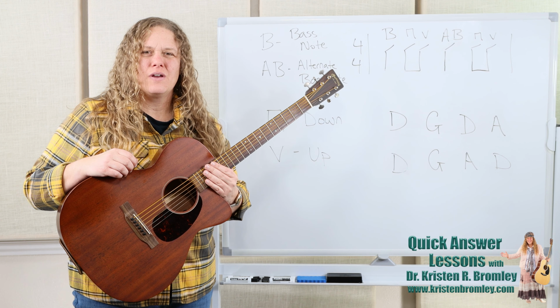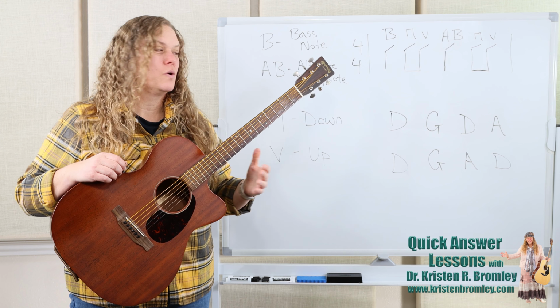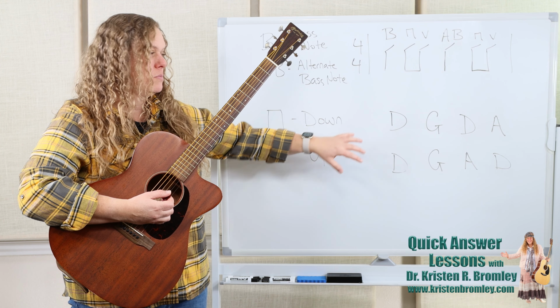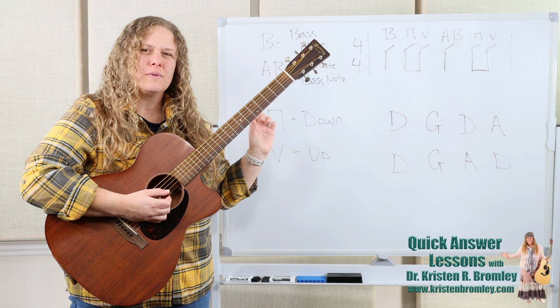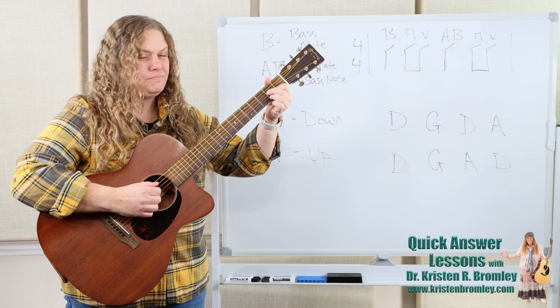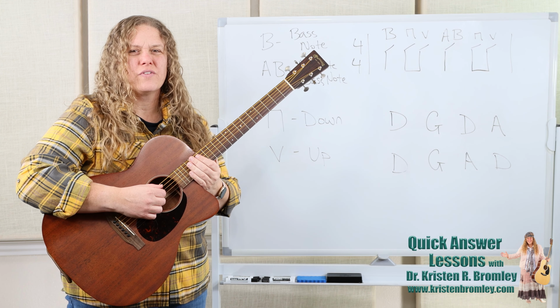In this quick answer episode, I'm going to be explaining how we do bass note runs between the chords D, G, and A. So I've got a chord progression written up here on the board that uses some of the common ways we might run into going between D, G, and A. You might also see A7 out there. This, of course, would work for that as well.